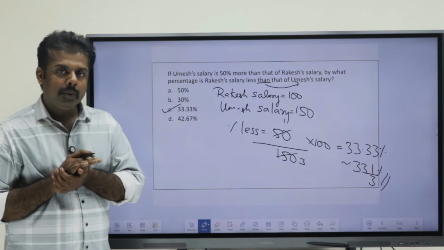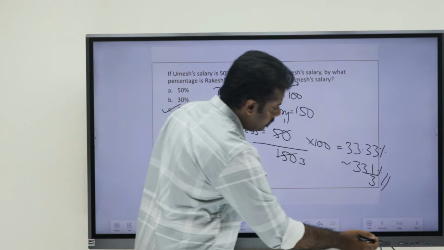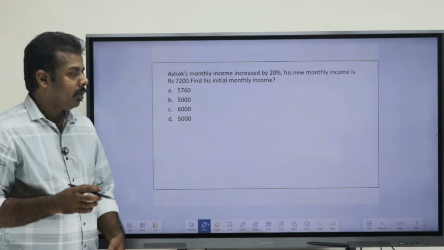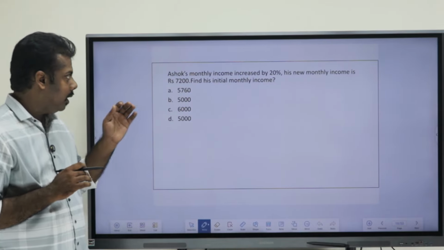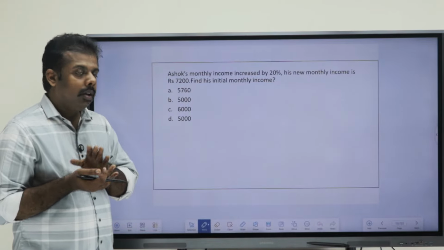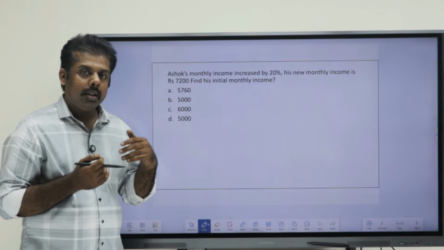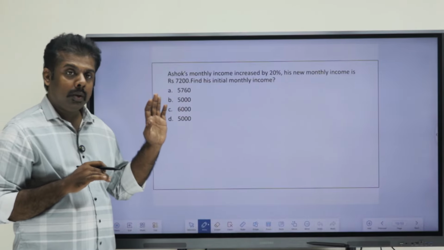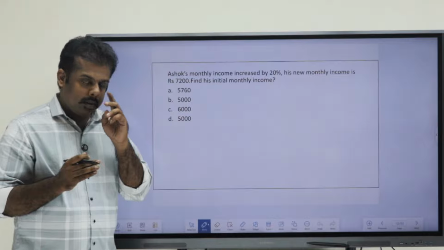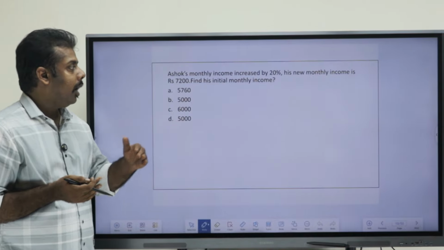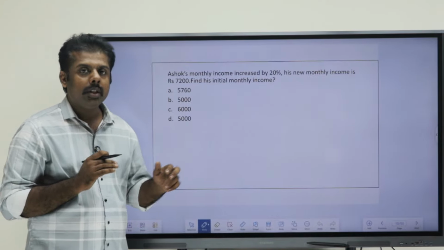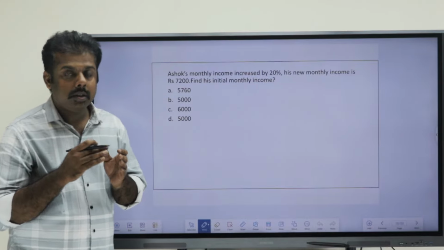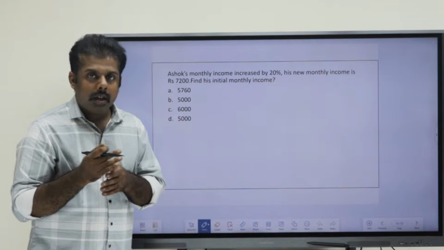Okay. So, I hope that you got this concept, because this is very crucial. Now, I think we can move to the next question. Okay. So, next question: Ashok's monthly income is increased by 20 percentage. So, his new monthly income is 7,200. So, his salary is increased by 20 percentage and his new income has become 7,200, and they have asked his initial monthly income. What is his initial monthly income? That is being asked here.